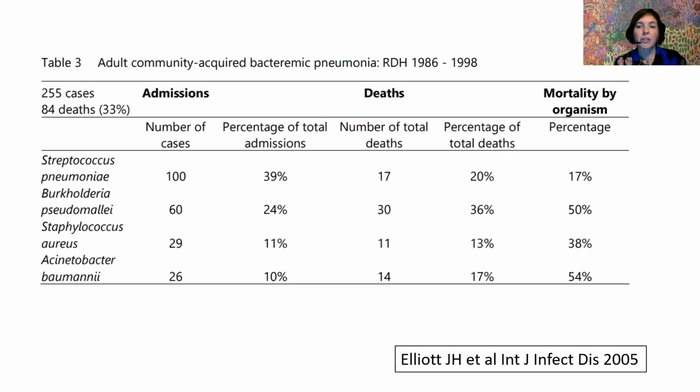So then, looking at what are the top organisms that cause pneumonia in the tropics. This, as you can see, is a really old slide, looking at data from 30 to 40 years ago. This was published by Julian Elliott in 2005. But the thing is that it really does remain much the same. So our top cause, as for everywhere else, is strep pneumo. But the second most common is Burkholderia pseudomallei, followed by Staph aureus, and then the Acinetobacter baumannii community-acquired infection.